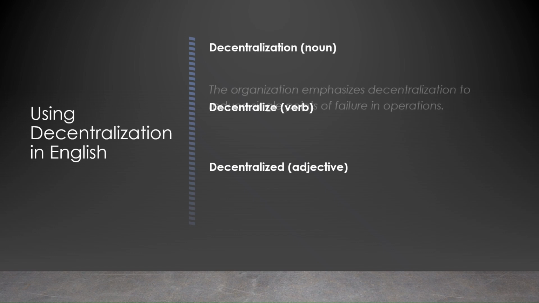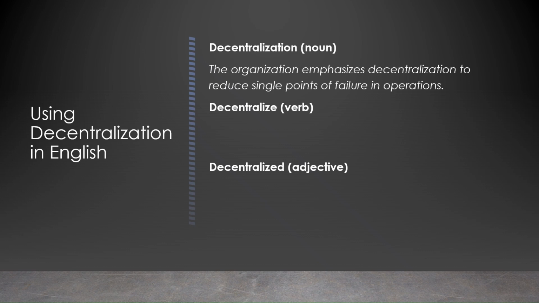So the organization emphasizes decentralization to reduce single points of failure in operations. So what we can clearly see here is that the word decentralization is used as a noun. A person, place, in this case, a thing. Decentralization as a noun. Good.